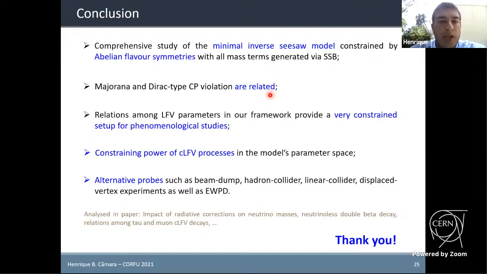We analyzed the constraining power of indirect charged lepton flavor violating searches on our model's parameter space, but also included alternative probes which are sensitive to sterile neutrino masses and heavy-light mixing parameters. So thank you very much for your attention, and I'm now open for your questions.